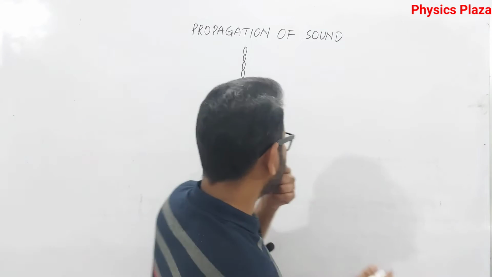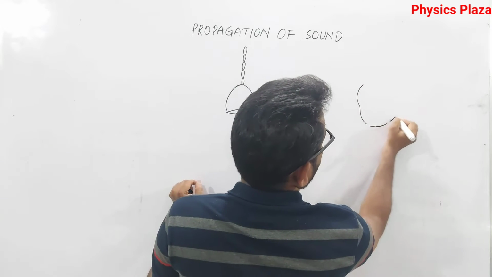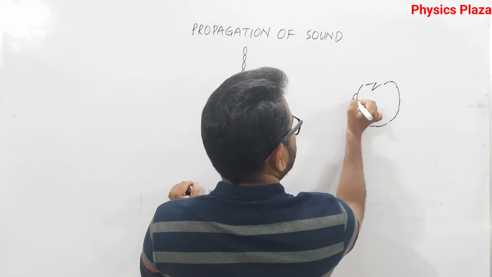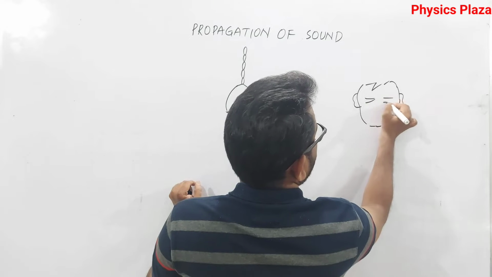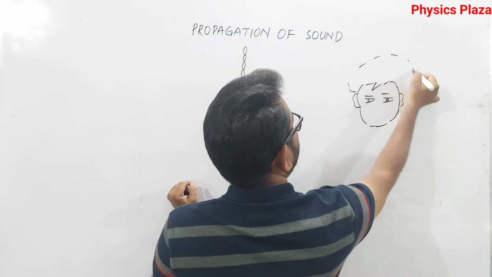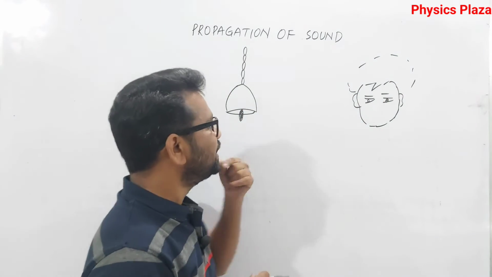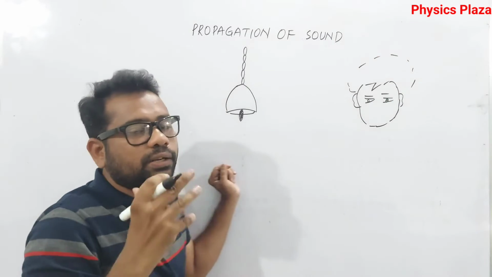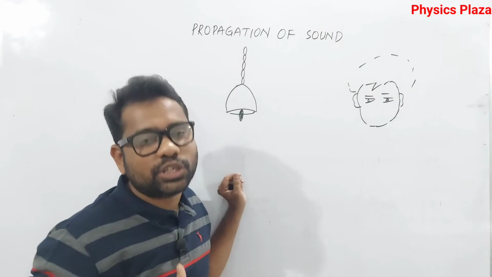Yes. So let us take here some person. So here, for us, the ear is important, not the figure. So here, what happens? When this bell is hit, the person can hear that sound. But what is actually happening? Let us see in detail, children.